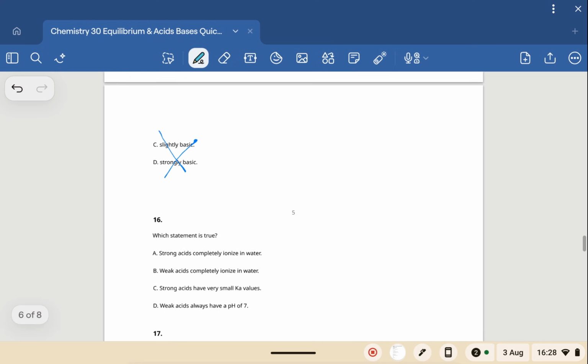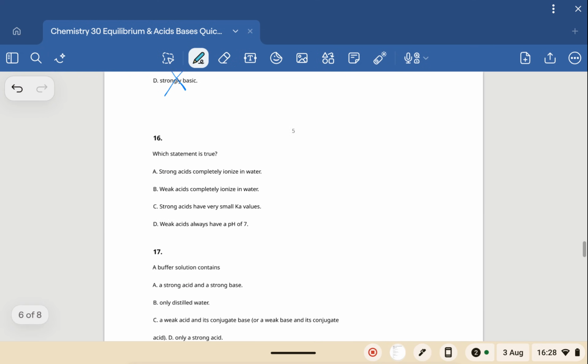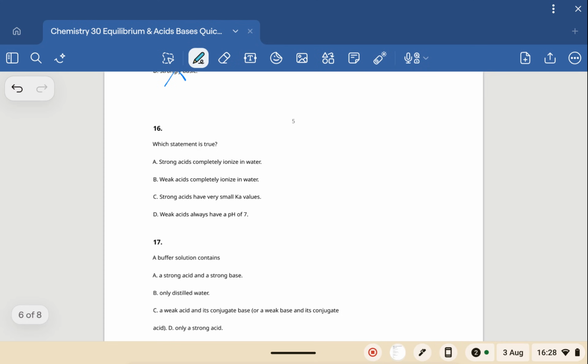Number 16, which statement is true? Strong acids completely ionize in water. Weak acids completely ionize in water. Strong acids have a very small Ka, and weak acids always have a pH of 7. So definitely D is not true. C is also not true. Strong acids have a very high Ka because your reaction is going to completion. So products are not just favored. You have quantitative reaction. You have all products.